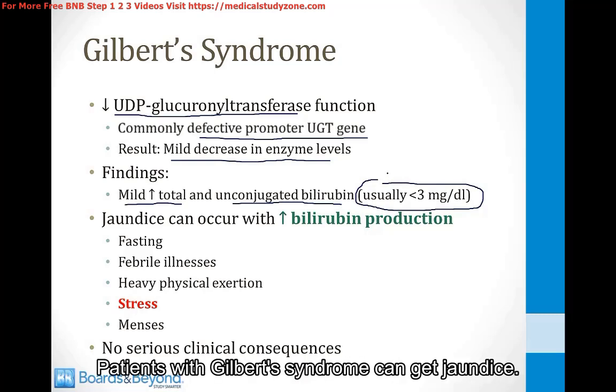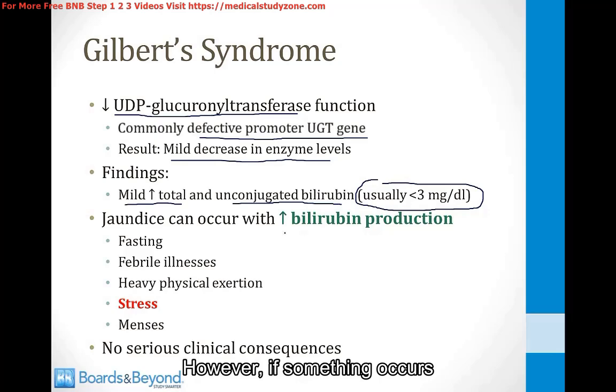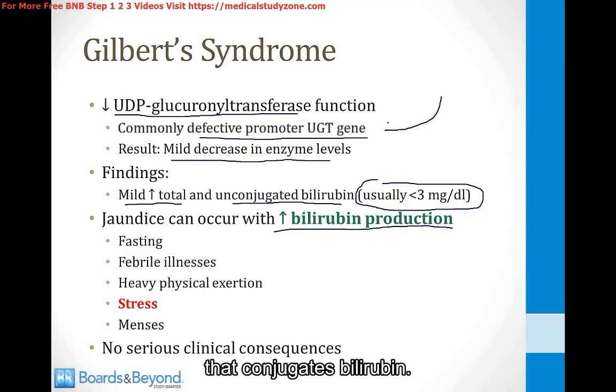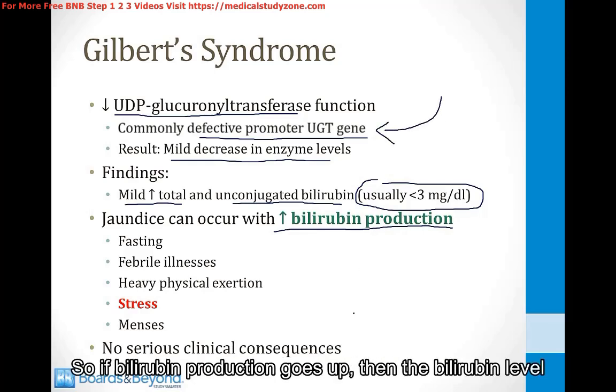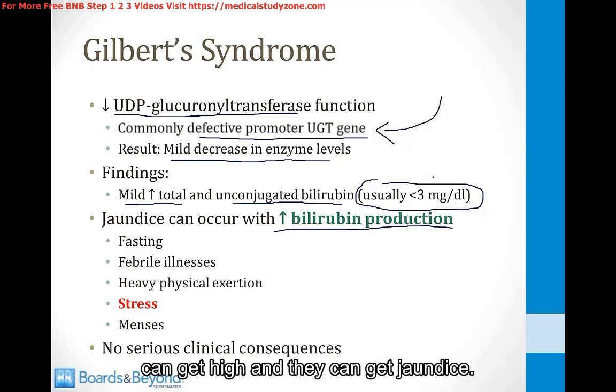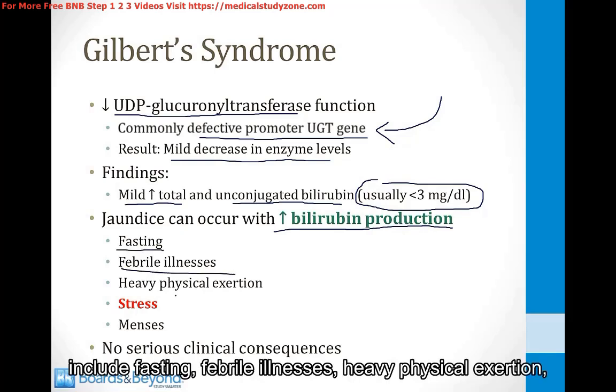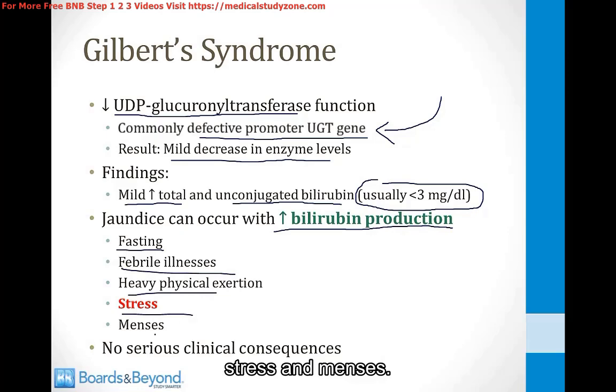However, if you measure the serum bilirubin level, you will find that it's mildly elevated. Patients with Gilbert syndrome can get jaundice, however, if something occurs to increase their bilirubin production. Remember, they are deficient in the enzyme that conjugates bilirubin, so if bilirubin production goes up, then the bilirubin level can get high and they can get jaundice. Things that increase bilirubin production include fasting, febrile illnesses, heavy physical exertion, stress, and menses.